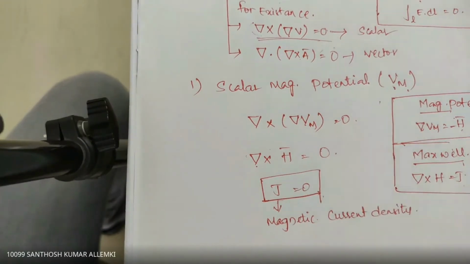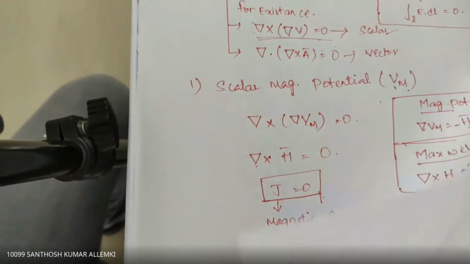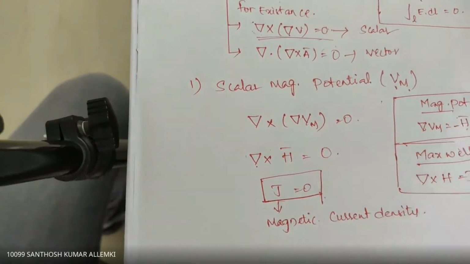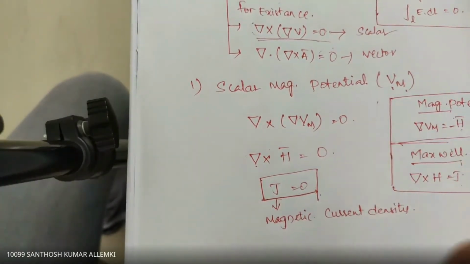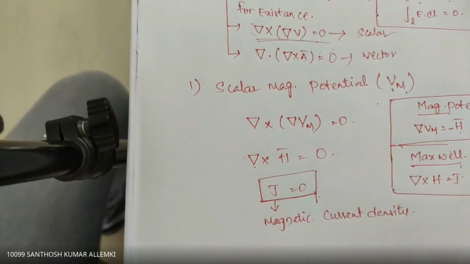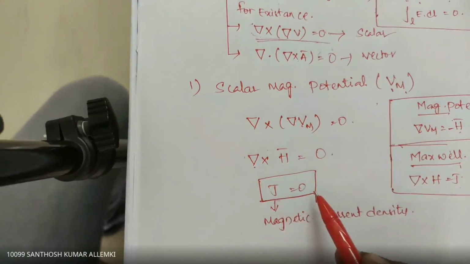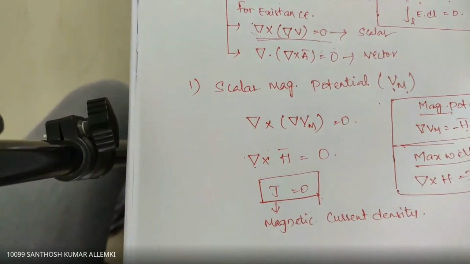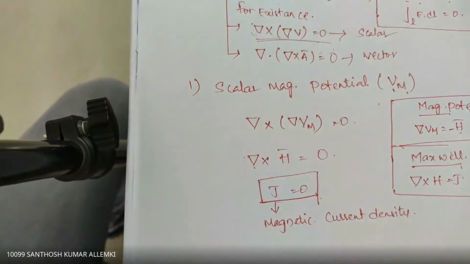Okay, so now based on this expression, whether the scalar magnetic potential will exist or not. In that case you need to calculate whether J is equal to 0 or not. If it is equal to 0, then the scalar magnetic potential can be calculated, or else if J is not equal to 0, we cannot have the scalar magnetic potential. Okay, that is the concept for the scalar magnetic potential.